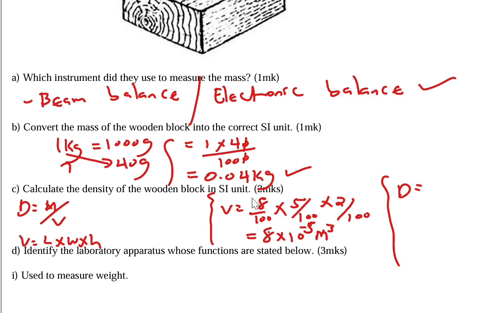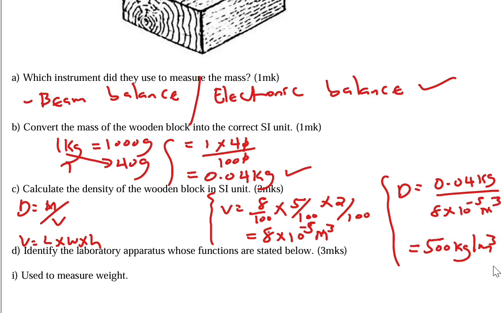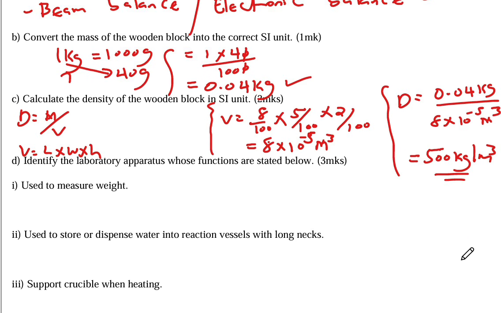So density will be the mass, 0.04 kilograms, over the volume, 8 times 10 raised to negative 5 cubic meter. When you divide this carefully, 0.04 divided by the answer, we'll see it is 500. So the density is 500 kilograms per cubic meter. And therefore, that is the answer. We score those 2 marks. Continue to part D.